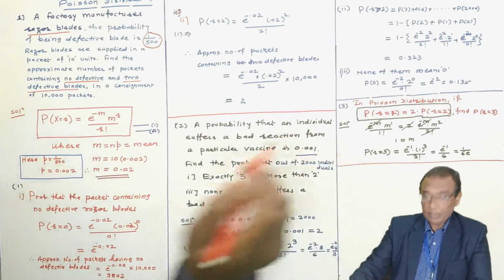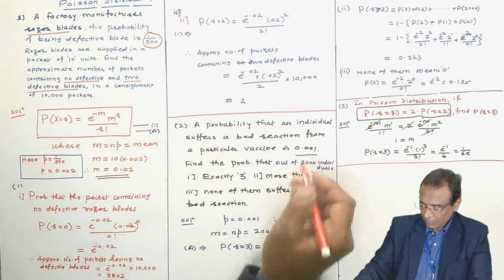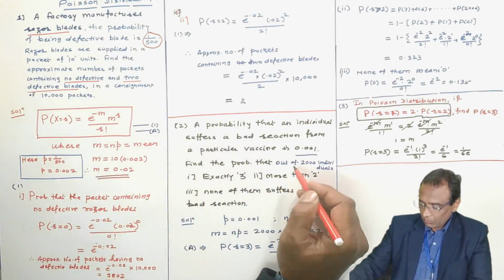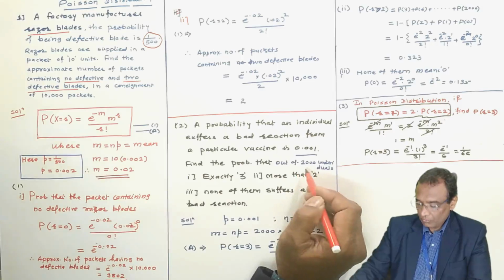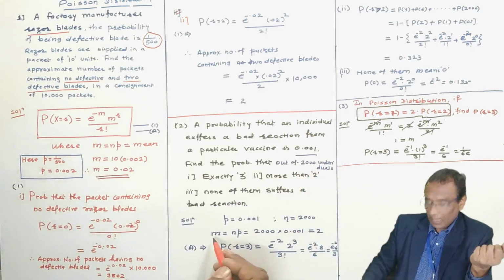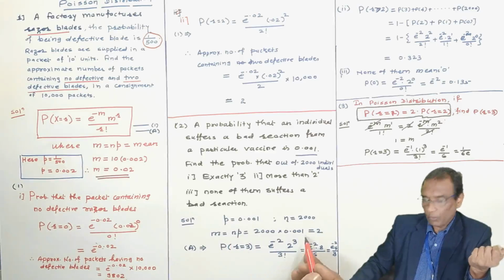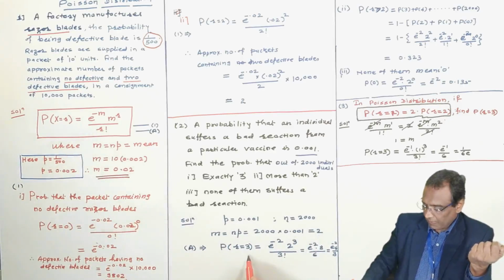Here, the probability that an individual suffers a bad reaction is 0.01. That is given to you. This is small p. And what is n? N is 2000, because we have to find the probability that out of 2000 individuals. The mean m is equal to n into p. N is 2000, p is 0.01, and m is what? Mean is 2. Use this formula. This formula I am applying.